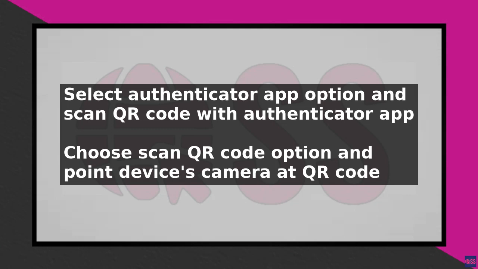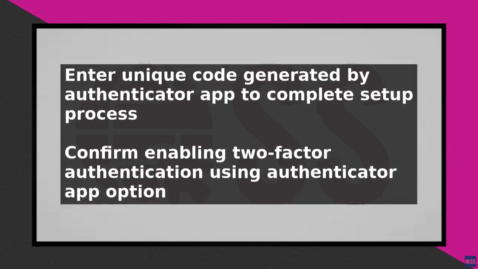The Authenticator app will now generate a unique code that you will need to enter into the Robinhood app to complete the setup process. Enter the code and confirm that you want to enable two-factor authentication using the Authenticator app.